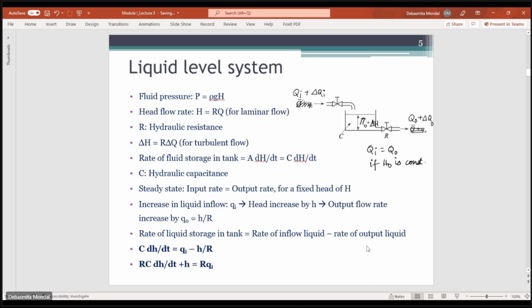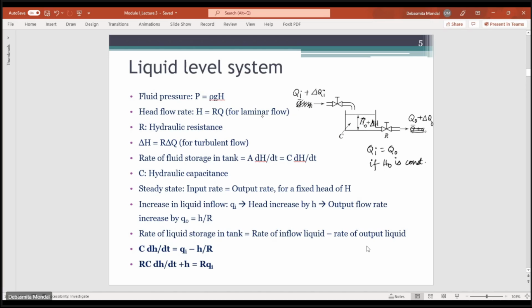Okay, so now let us say that there is an increase in the rate of inflow of the liquid. So now the value of Qi has changed to Qi plus delta Qi. Because of this change in the liquid inflow rate, what will happen? There will be a change in the overall head of the liquid level in the tank, and subsequently there will be a change in the value of Q0, which we are measuring at the output, which is the outflow rate of the liquid.